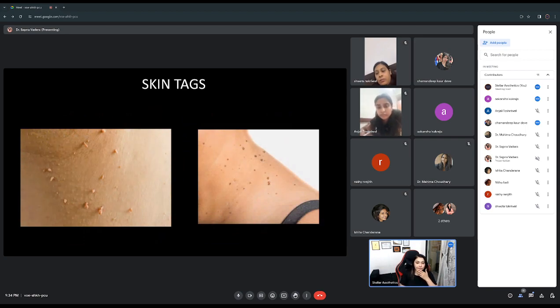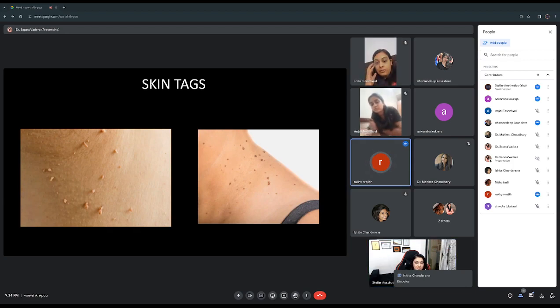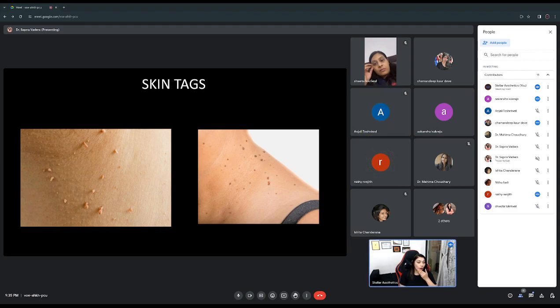Skin tags. Now what are skin tags? Where does it happen? Anyone? Any idea? For some people with insulin resistance, diabetes. What else? Where does it occur? Excessive cellular growth on the neck area. Why? Why are they more common in the neck area?